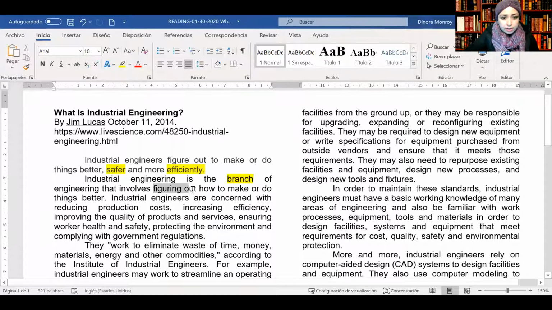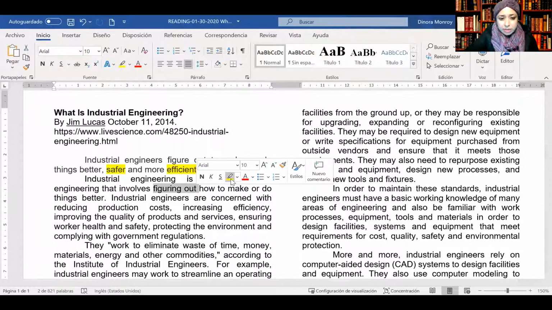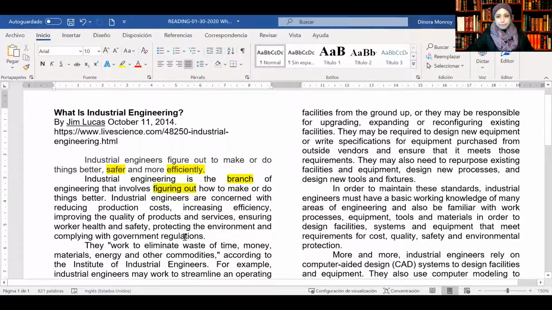Figuring out. If you don't remember what it means, highlight it. And then at the end, you're going to end up with a lot of words that you didn't understand, and you're going to look up the definition of those words too. Yes, your glossary is going to be bigger. A little bigger. You're going to keep building your glossary with this reading.